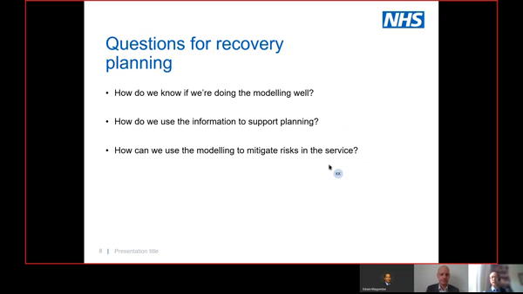And then how can we also use the modeling to mitigate risks in the service? So obviously there's a lot of additional risk to patients coming through because of delays, etc. So how can we actually use the modeling in ways that will allow us to intelligently plan ahead for risks to patients so that they're actually accessing care in a safe manner?